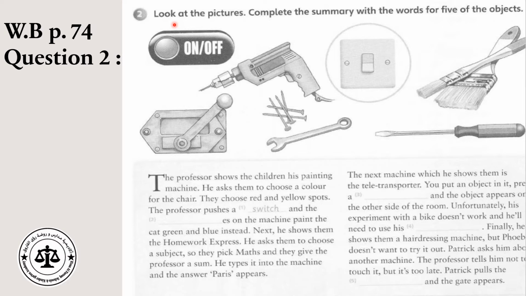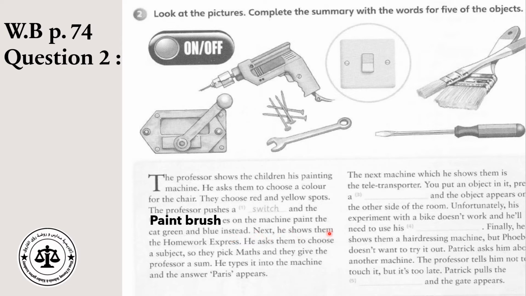Exercise 2. Look at the pictures. Complete the summary with the words for 5 of the objects. The professor shows the children his painting machine. He asks them to choose a color for the machine. For the chair, they choose red and yellow spots. The professor pushes a switch and the paint brushes on the machine paint the cat green and blue instead.